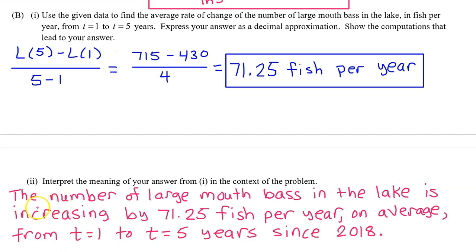Let's put it all together. The number of largemouth bass in the lake is increasing by 71.25 fish per year on average from t equals 1 to t equals 5 years since 2018.